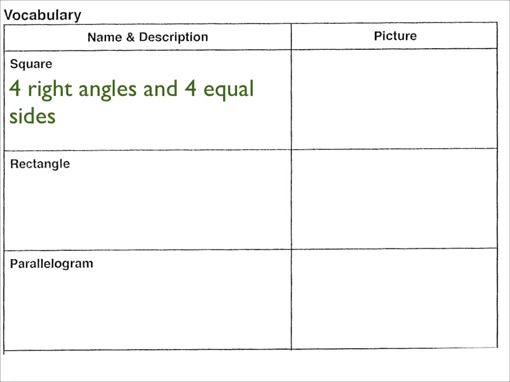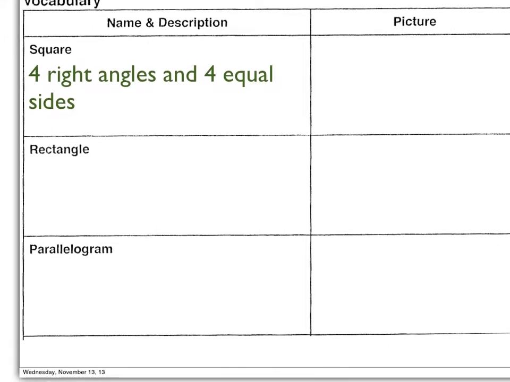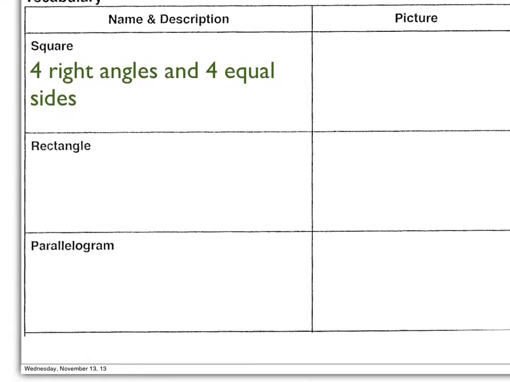That is a square's definition: 4 right angles and 4 equal sides. Folks, if you mark it, then it is true. Okay? There's a square. But if I just leave it like that, that's not a square. Right now, that's just a quadrilateral.